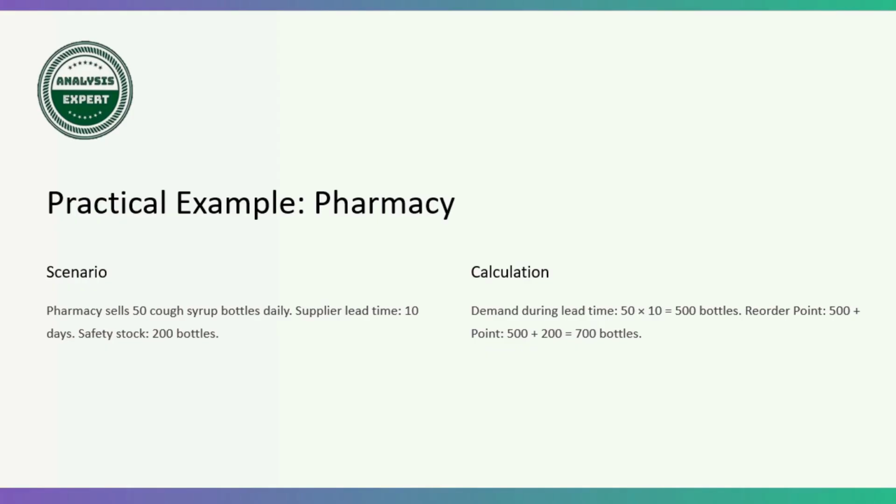It's the daily sales, the 50 bottles, multiplied by the lead time. The lead time is 10 days. So to determine the total, we simply multiply the daily sales amount, which is 50, by the total number of days, which is 10 days. That's 500 bottles, plus the safety stock, which is 200. So the reorder point is 700 bottles. What does that mean? It's the demand plus the safety stock. Is that clear? The safety stock.